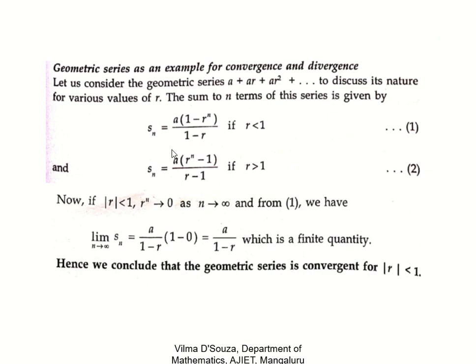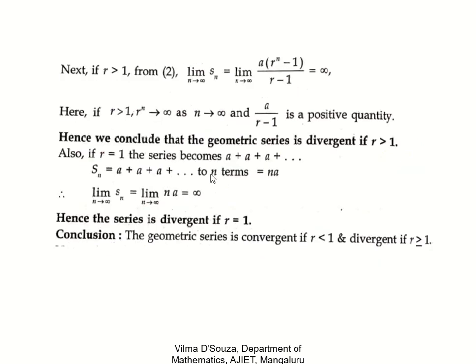I have given one example here, the geometric series, as an example for convergence and divergence. The geometric series is convergent for mod r less than 1. Remember this derivation is not needed. The geometric series is of the form a plus ar plus ar square, etc. This type of series is known as a geometric series. It is divergent for r greater than 1, and r equal to 1 also it is divergent. So the geometric series is convergent if mod r is less than 1 and divergent if r is greater than or equal to 1.